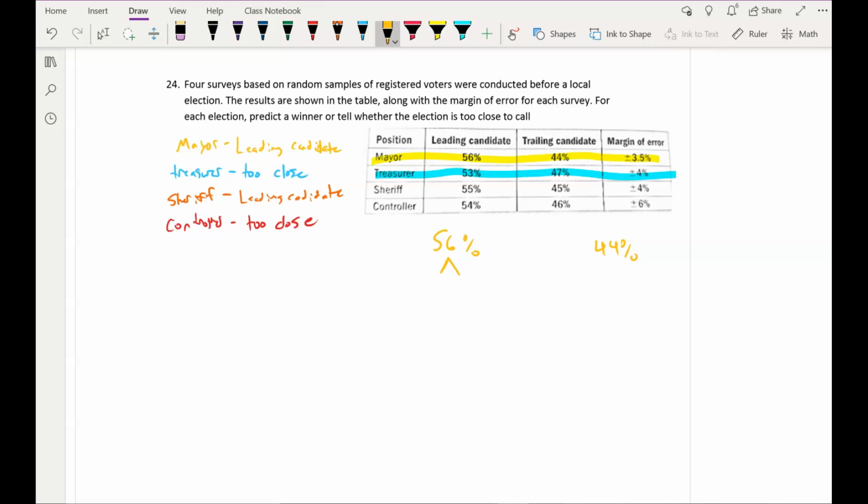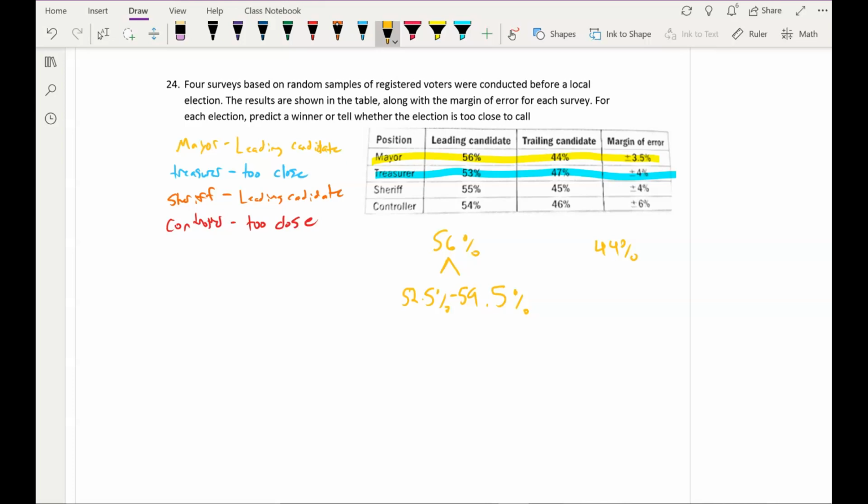So if we subtract 3.5 from 56, you're going to get 52.5. And if you add 3.5 to that, you're going to get 59.5. So really, the leading candidate has at least 52.5% to 59.5% of the population who will probably vote for him based on that survey.